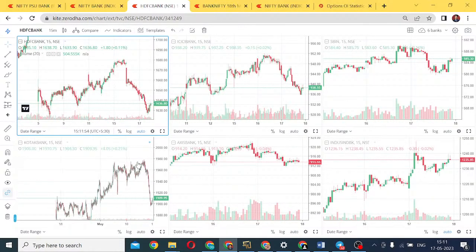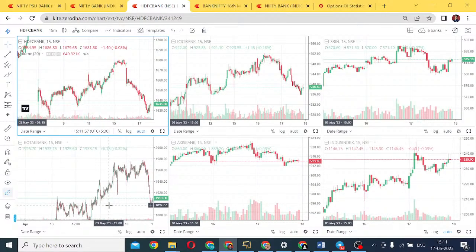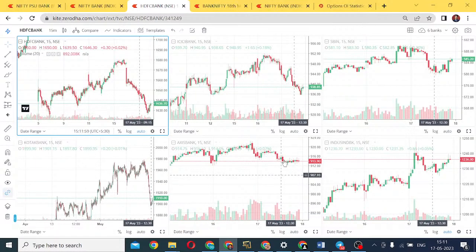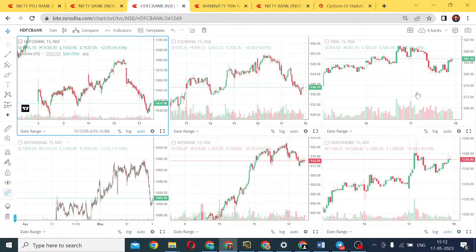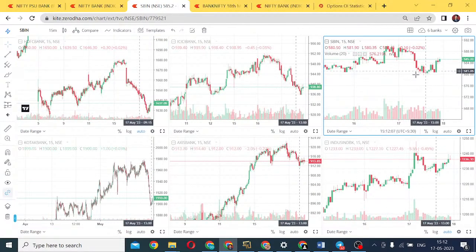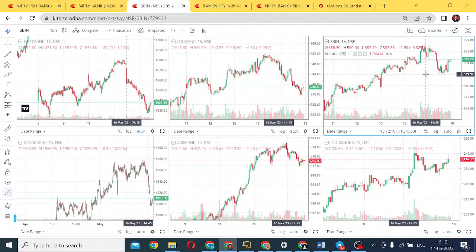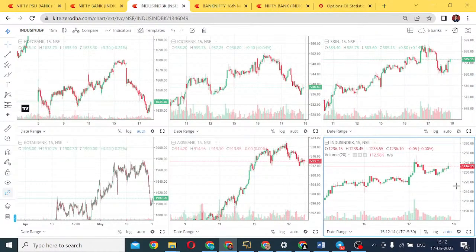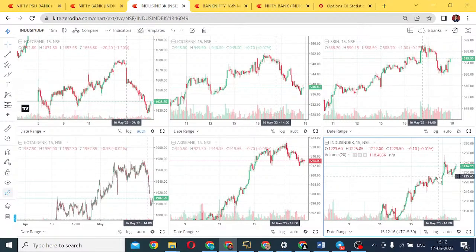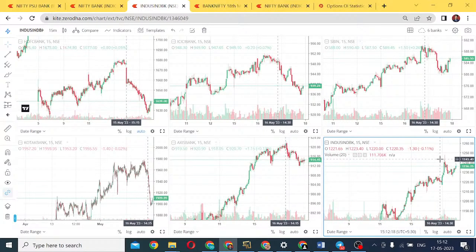Kotak is at a no trade zone, so it is neutral. Axis was at a support. Below this, the support was directly getting confirmed at 903. And SBI I said was bullish. SBI is near the support, but if the entire Bank Nifty breaks, this has to break. IndusInd is actually at a no trade zone between 1225 and 1243.